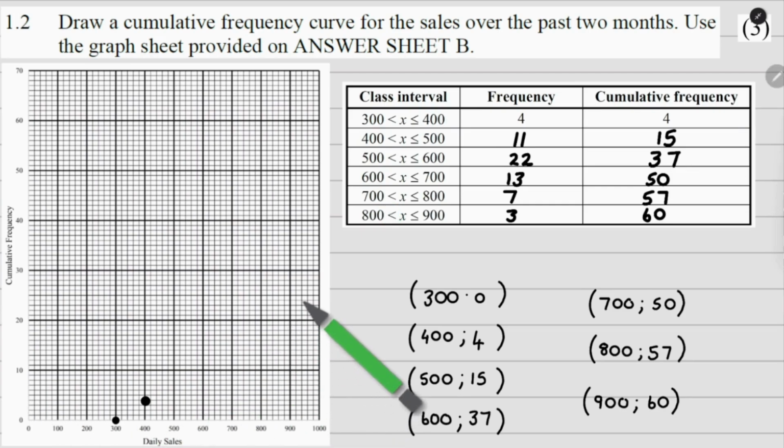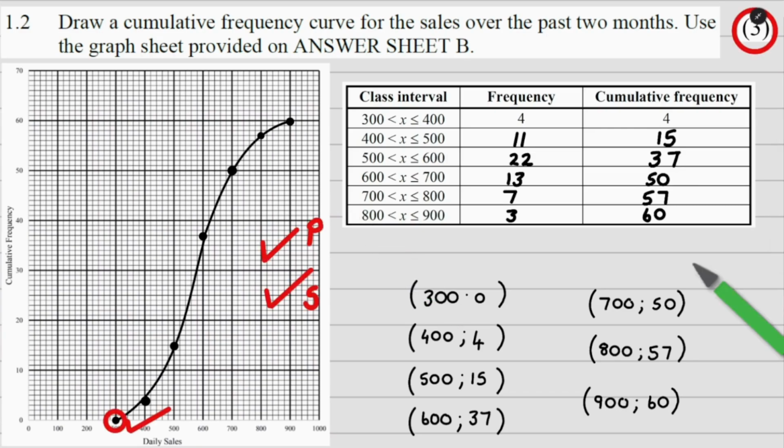And let's speed that process up. And then we just draw a curve through all our points. And that is our cumulative frequency curve, otherwise known as an Ogive. And your 3 marks are earned from the correct starting point of 300 and 0, plotting the points correctly as well as the shape of your Ogive.